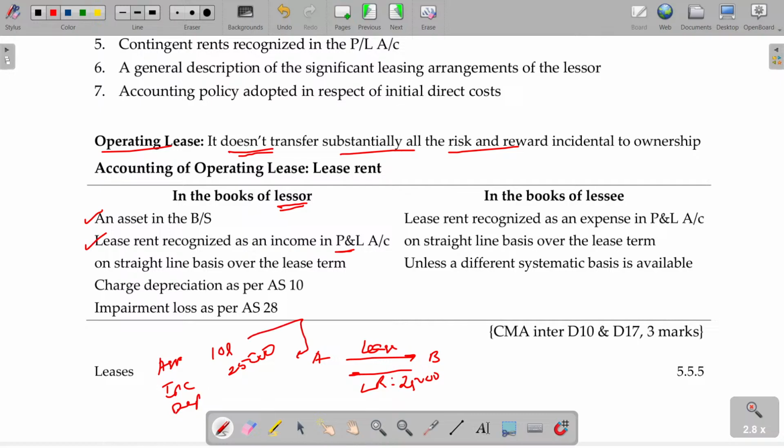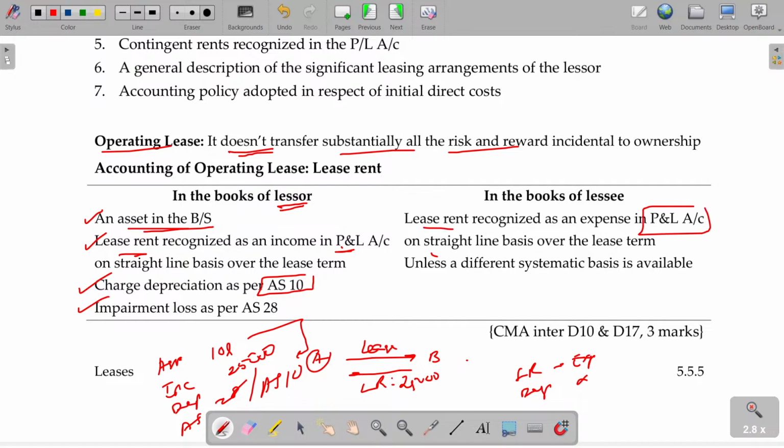Who is eligible for claiming the depreciation? A only. What about B's scenario? The lease rent he pays is nothing but an expense debited to the P&L account. Can he claim the depreciation? No, he cannot. Depreciation is claimable only in the books of the lessor, as an asset in the balance sheet. Lease rent is the income, and depreciation as per AS 10, property, plant and equipment, and impairment loss as per AS 28, both will be applicable only for A. In case of B, lease rent is an expense debited to the P&L account, usually on a straight line basis over the lease term. That's all. Very simple.